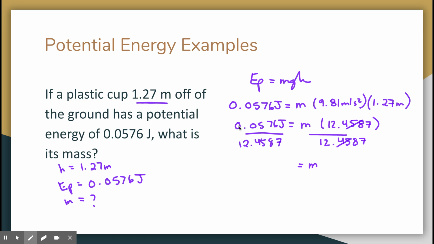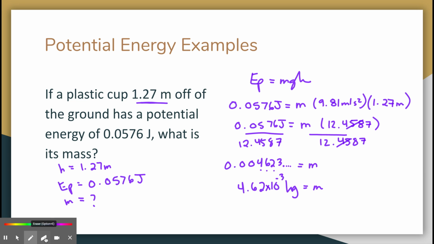So my mass, top number divided by my bottom, should give me 0.0046, 2, 3, a whole bunch of other numbers, and mass should be in kilograms. Don't forget my units, but I'm going to do sig digs, so I only get 3, 1, 2, 3. So I'm going to move my decimal 1, 2, 3 places. 4.62 times 10 to the negative 3 kilograms for mass.